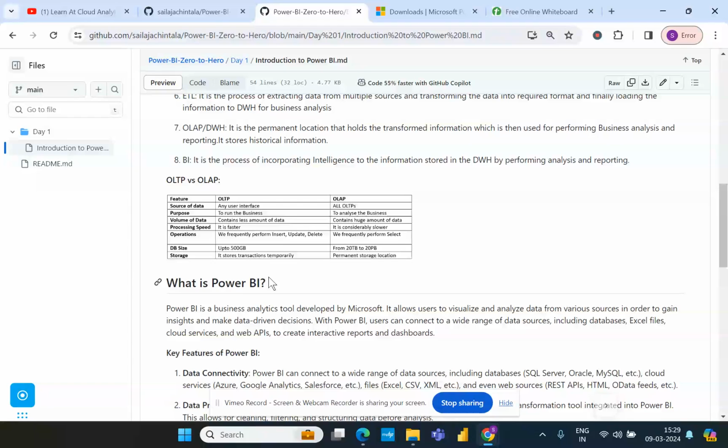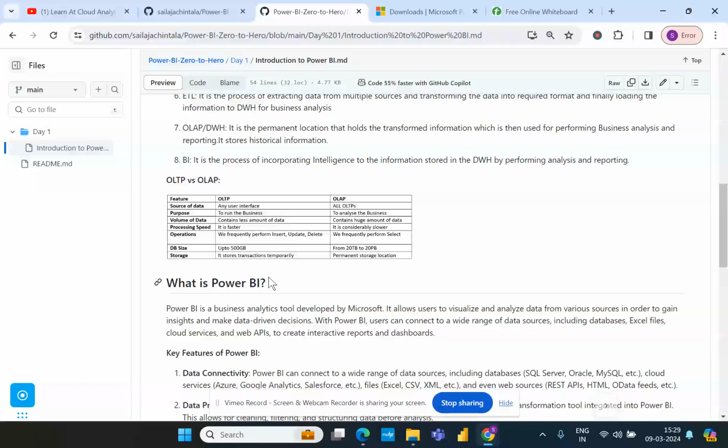And the next feature that we have is the database size. What would be the size of the OLTP and OLAP system? Since OLTPs are very small databases like a relational database, they can hold up to 500 gigabytes of data.